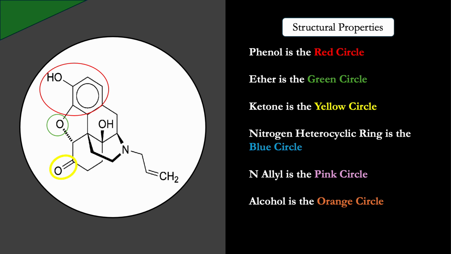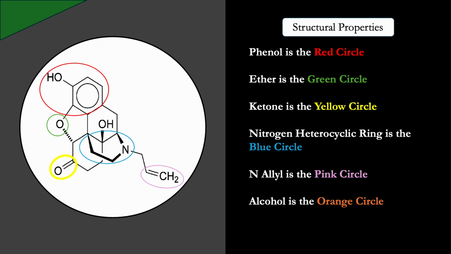The fourth group is the nitrogen heterocyclic ring. It's basically a ring with a nitrogen replacing one of the carbons of the ring. This is the entirety of this group, and it is facing towards or out of the screen.